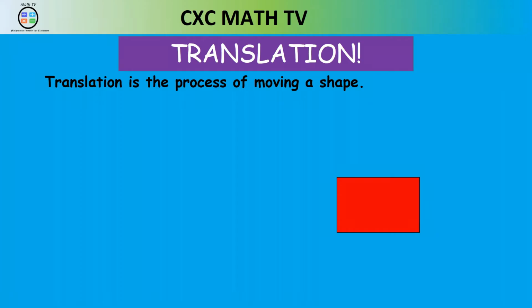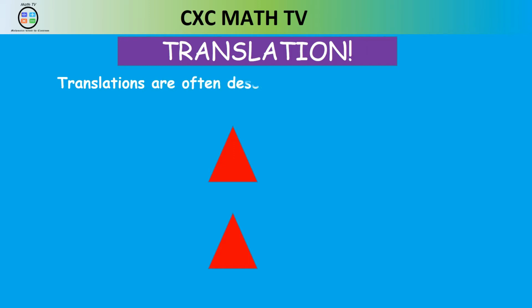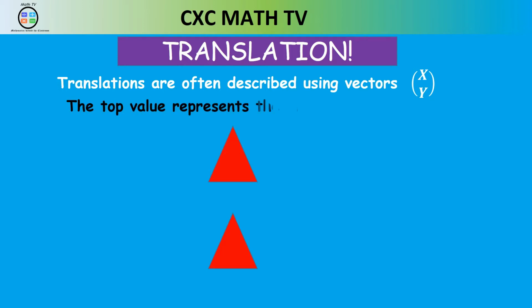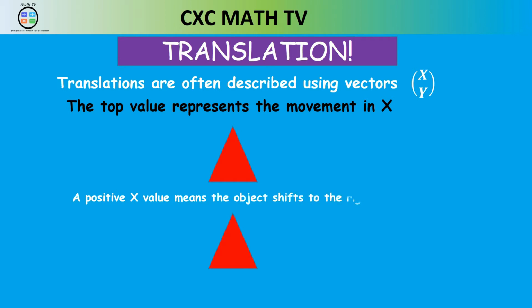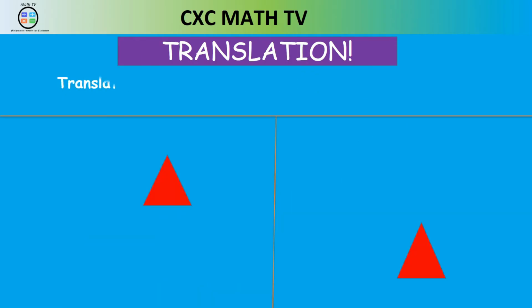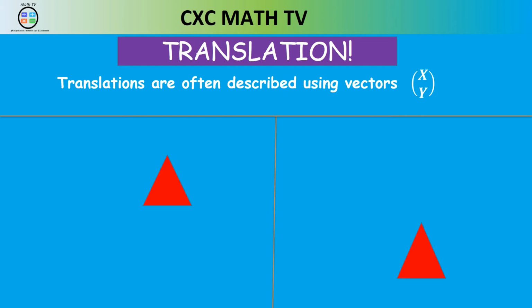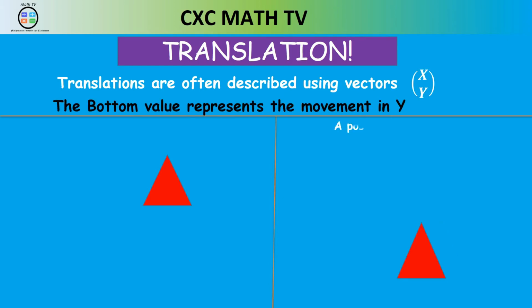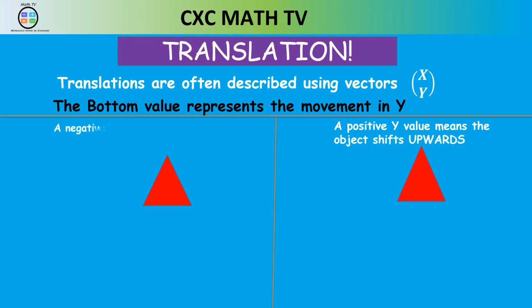Now translations are often described using vectors, and we see it in column vector form, x y. The top value represents the movement in the x-axis, and so a positive x value would mean that the object will shift to the right. A negative x value will mean the object will shift to the left. And so likewise, a positive y value means that the object is going to shift upwards, and a negative y value means the object is going to shift downwards.